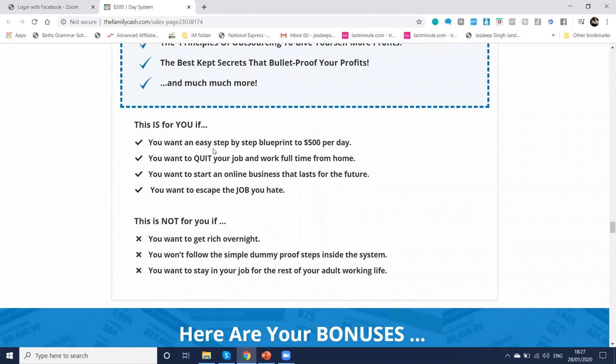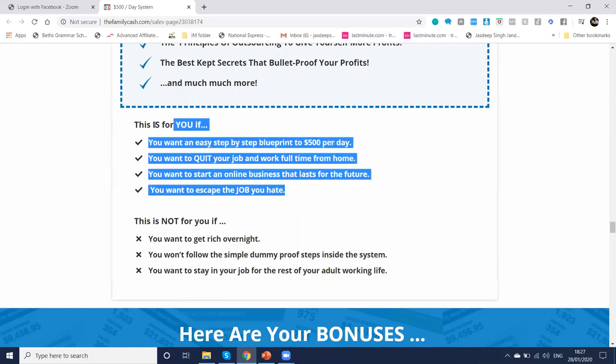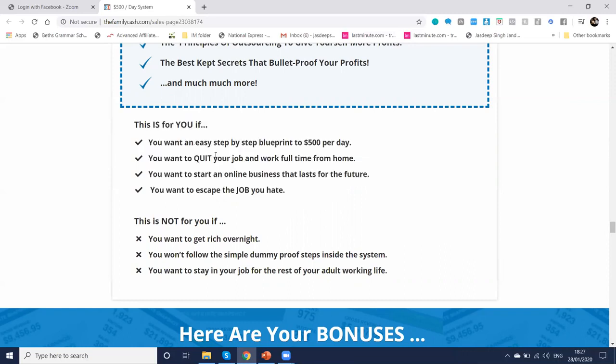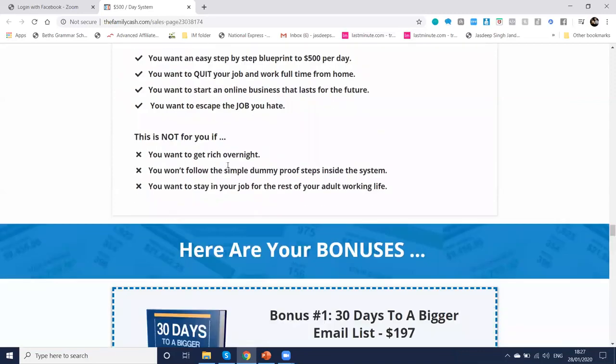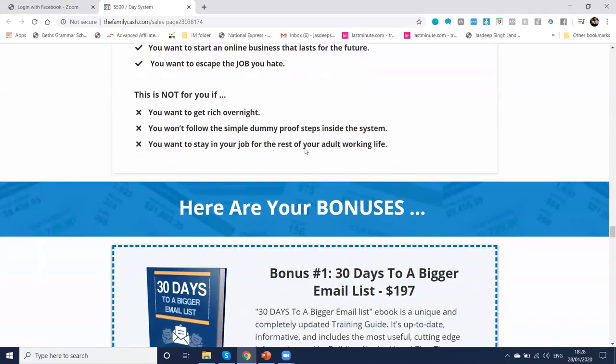Then we create a winners versus losers scenario again. So we just make it clear that this is for you if you hate your job. We really hone in on our target market here. Someone who wants to quit their job, they want an easy step by step, they want to start an online business, and it's not for them if they want to get rich overnight. Tracy didn't want people like that, so we included that. Basically lazy people, or people who are not really wanting to get out of their job. So we're really emphasizing the point that this is going to enable them to get out of their 9 to 5 that they hate so much.